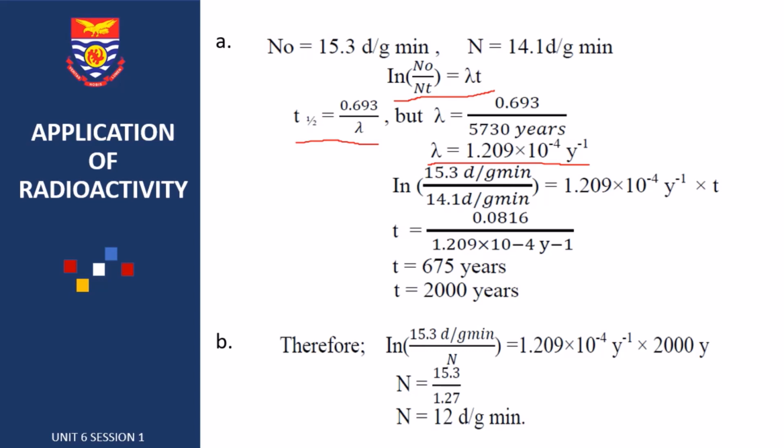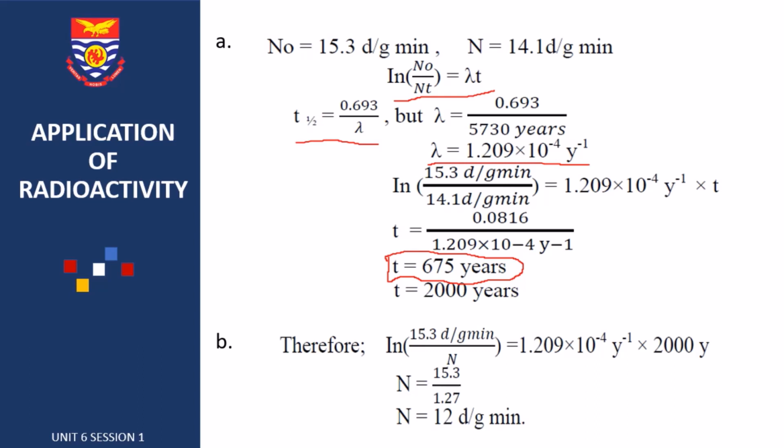Now we can substitute this decay constant into our main equation, ln(N naught over Nt) equals lambda t, and we solve for t. Now when we solve for t, we get the time to be 675 years. So that will be the time.